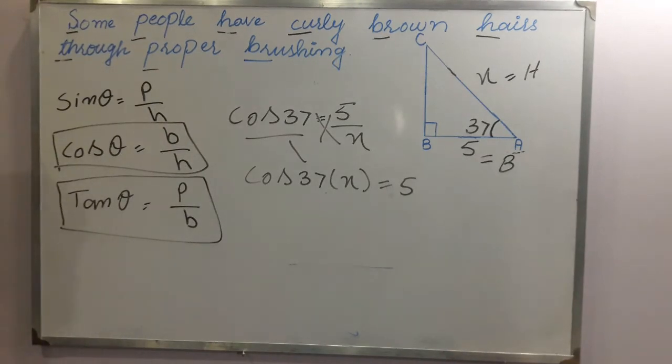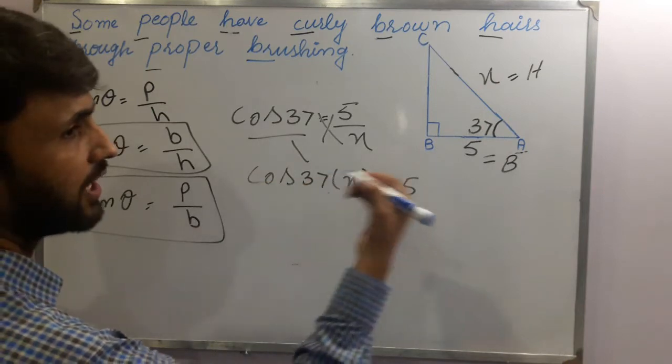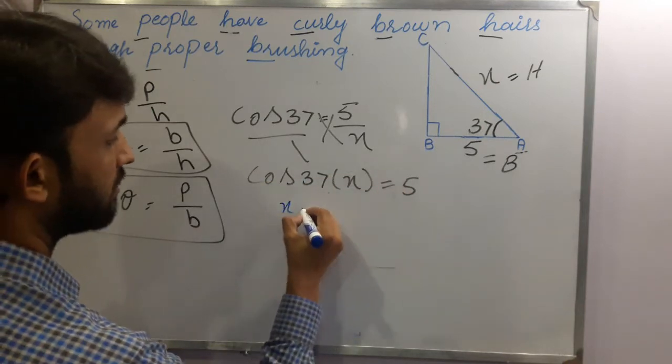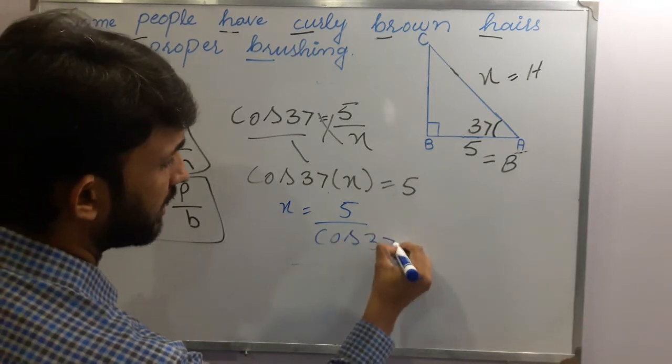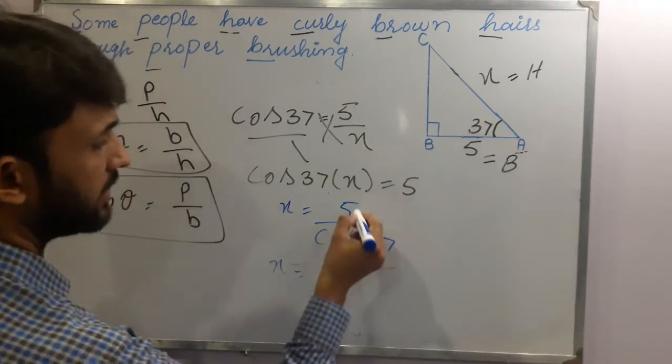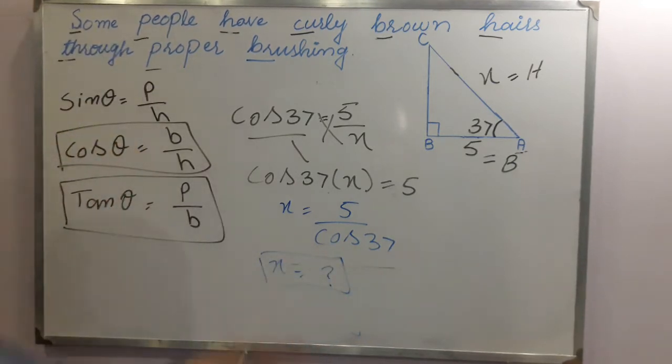Now cos 37 is multiplying, so we will divide on the other side. So x will be 5 over cos 37. You can find this with a calculator. It will be your final answer. This is the second case.